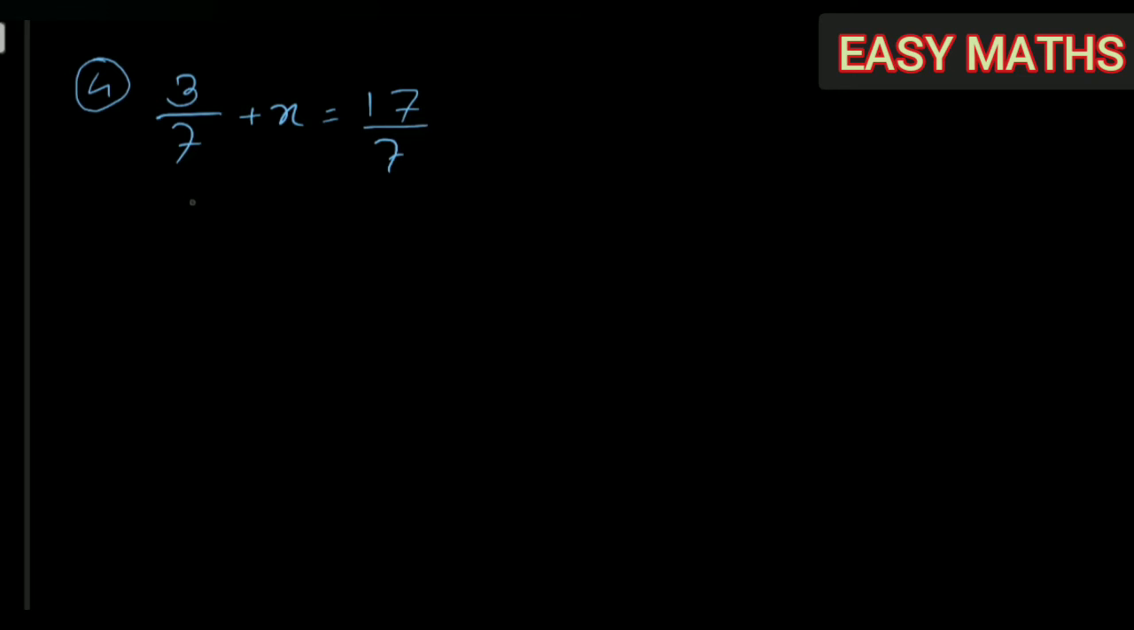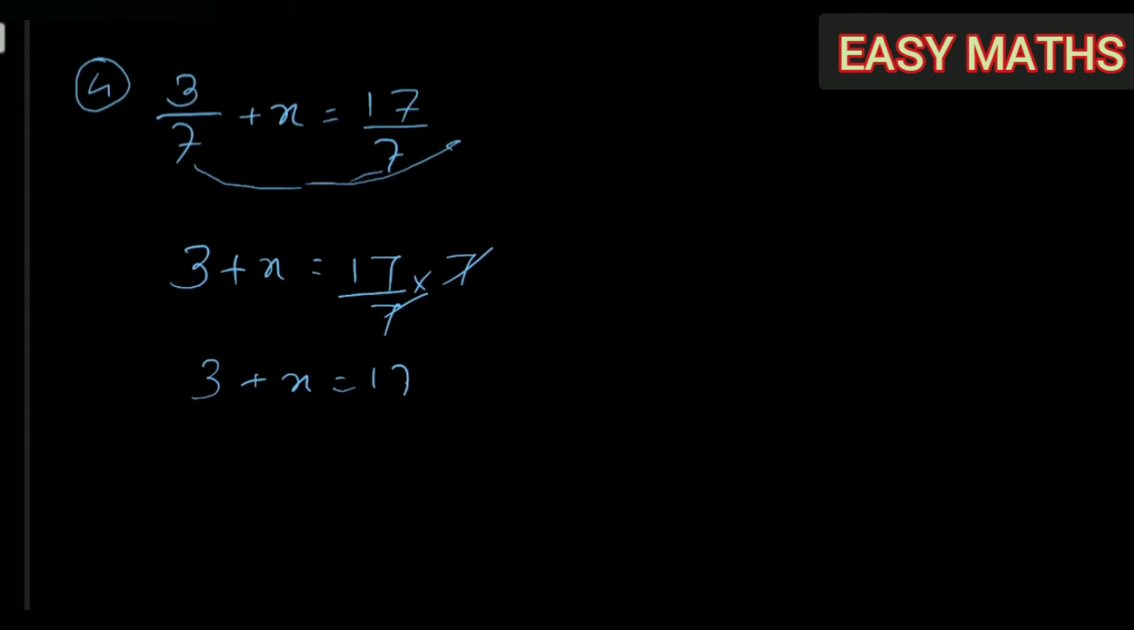Now again, a common mistake made by the students: they take this 7 to the other side and they know that division becomes multiplication. So what they do is they write it like this. 3 plus x equal to 17 by 7 into 7. They cut this 7 here and they write 3 plus x equal to 17, and in the next step they take 3 to the other side, plus 3 becomes minus, and take the answer as 14. But the first step itself was wrong, so the answer is also wrong.